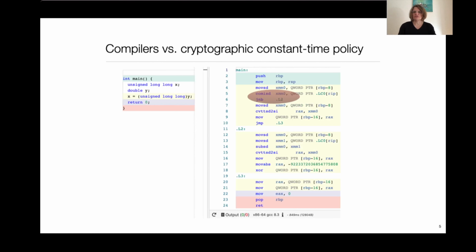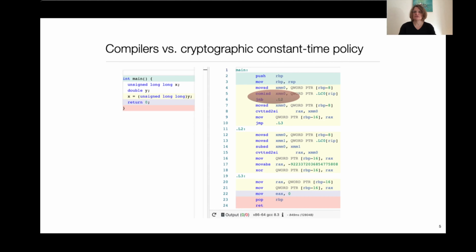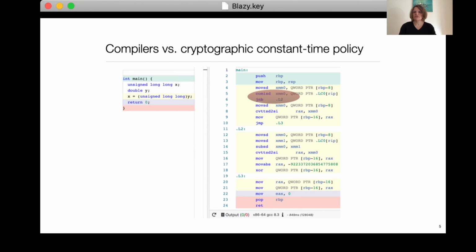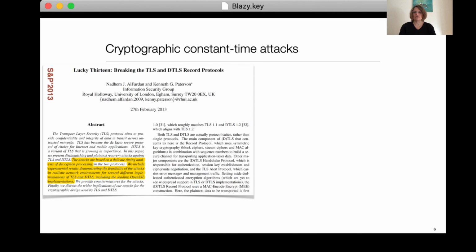Another example of a compiler breaking the constant time policy of a source program is the conversion from an integer to a floating point type, which is constant time on the source program on the left. However, once again, the assembly code shows that the compiler introduced a conditional jump instruction. So once again, here the compiled program may not be constant time anymore.